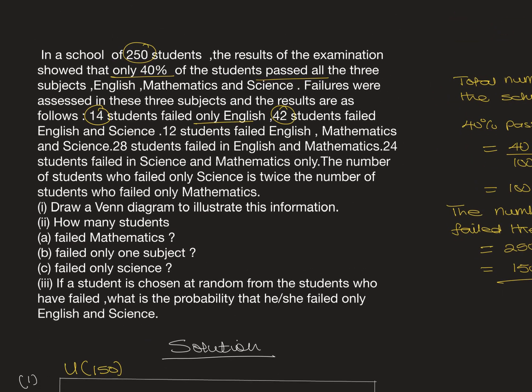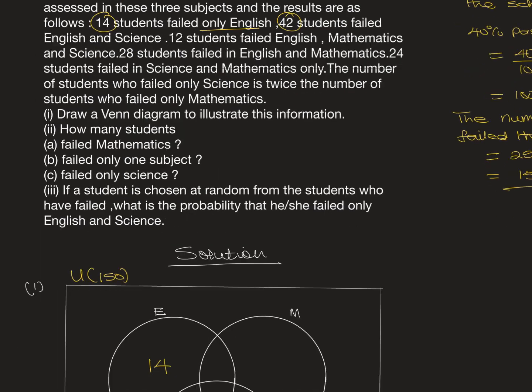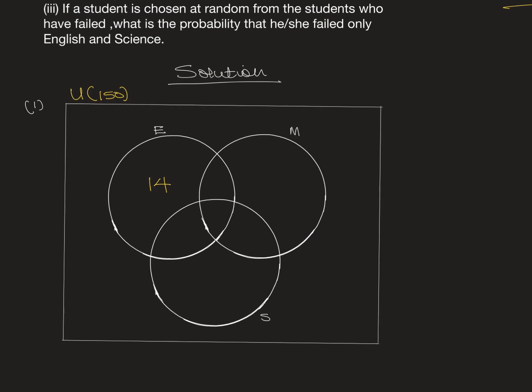42 students failed English and science. So English and science, we have 42 students who have failed. So be careful. 42 students failed English and science.